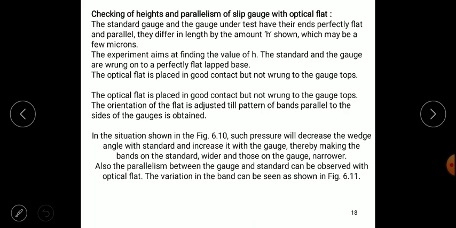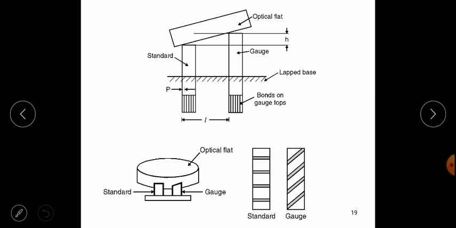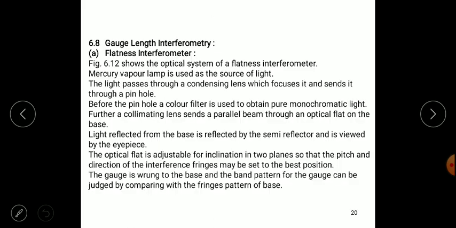Based on the same example, now checking one more example, that is parallelism. This is a standard component, and this is the gauge which we have to measure. For getting this difference h, these two components are placed on a surface which is perfectly lapped or finished. So two components you have to place, one a gauge, we can say a slip gauge, and one standard as a reference. There will be some sort of error, and that error is nothing but h, which will provide the inclination. Based on that we have to measure.